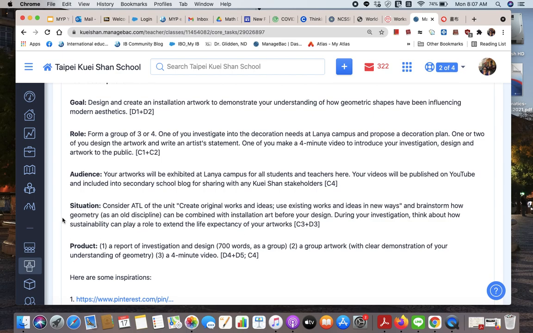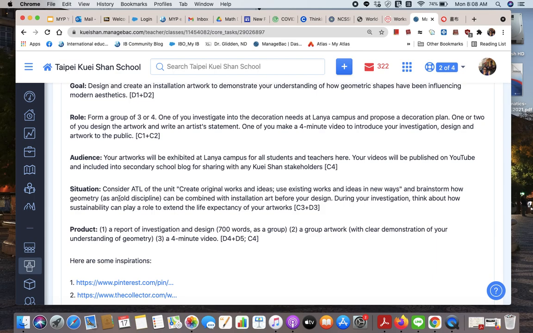The word sustainability can be explained differently in different subjects. But here, I don't want you to waste money and time finding fancy materials. In other words, if you can go for recycled materials, go for that. Also think about how long the artworks can last at Lanyao campus. You don't want to just throw them away right after this project. So, the products.